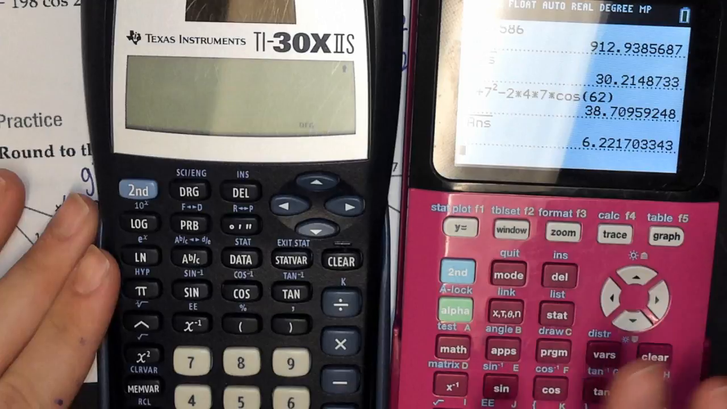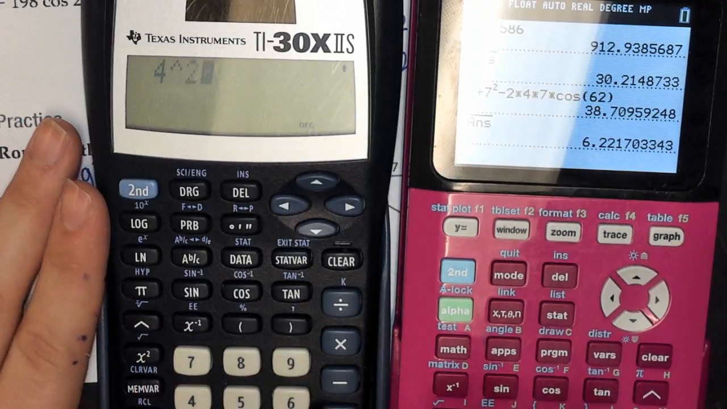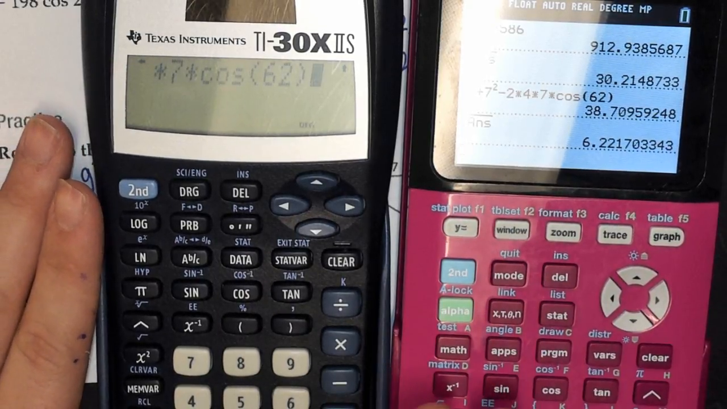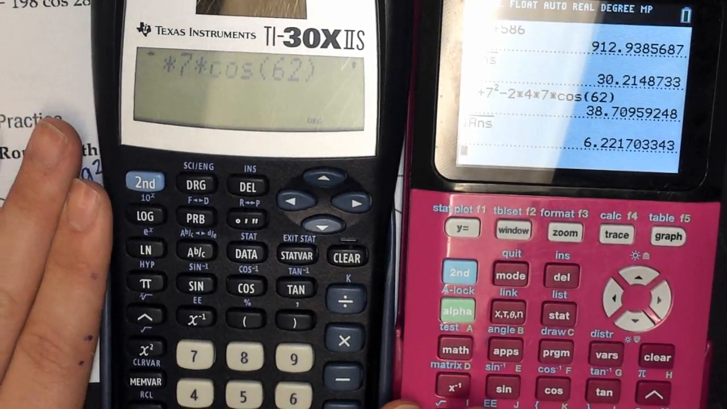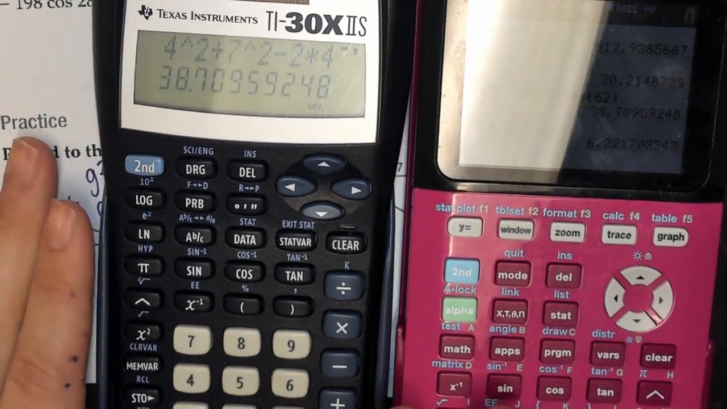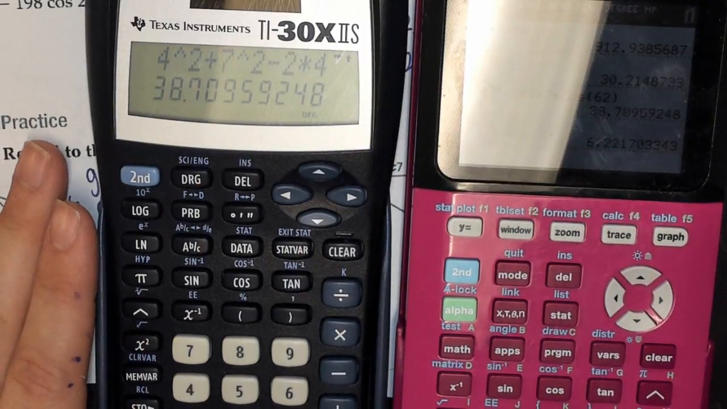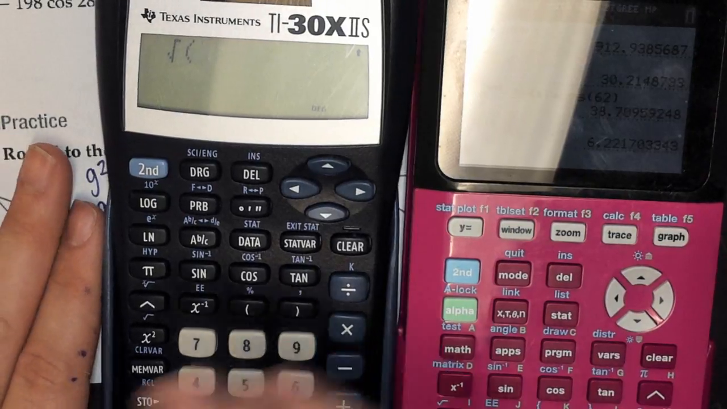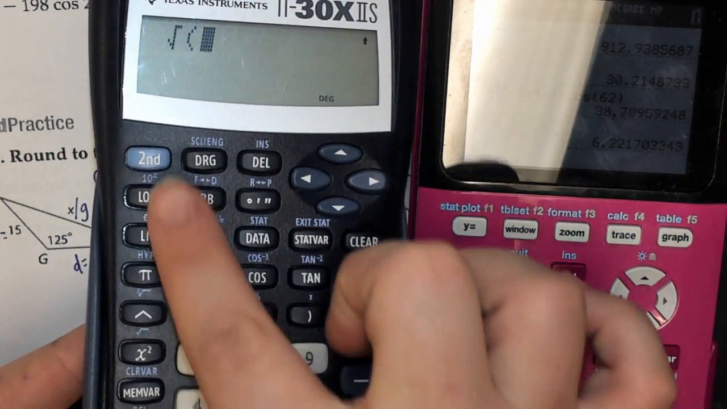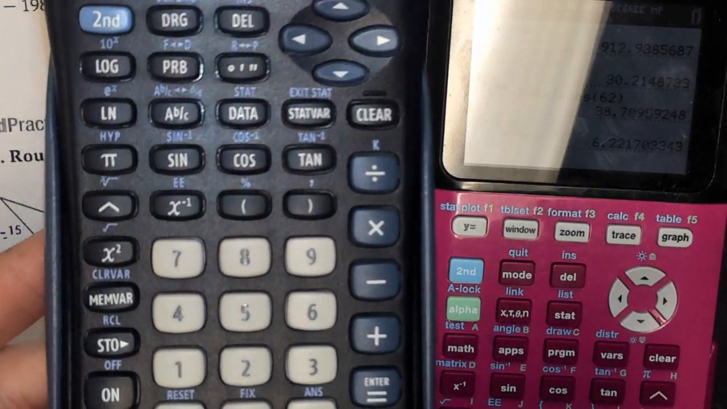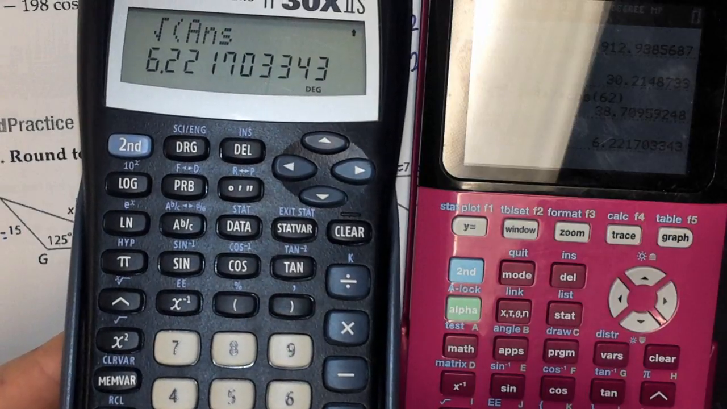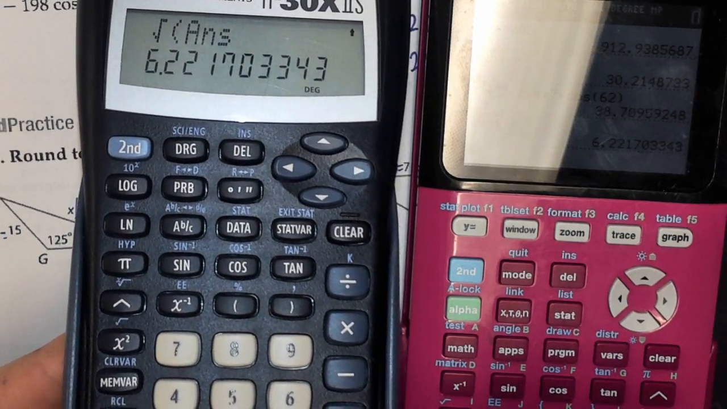Okay, so I've plugged in 4 squared plus 7 squared minus 2 times 4 times 7 times cosine of 62. All right, watch this. This is the best trick ever. I plugged everything in, and I pressed equal, and I got 38.7. Okay, now press second square root, and then press second again, and press the answer button down here on your negative sign. And then press equals. It saves your last answer and plugs it in there.